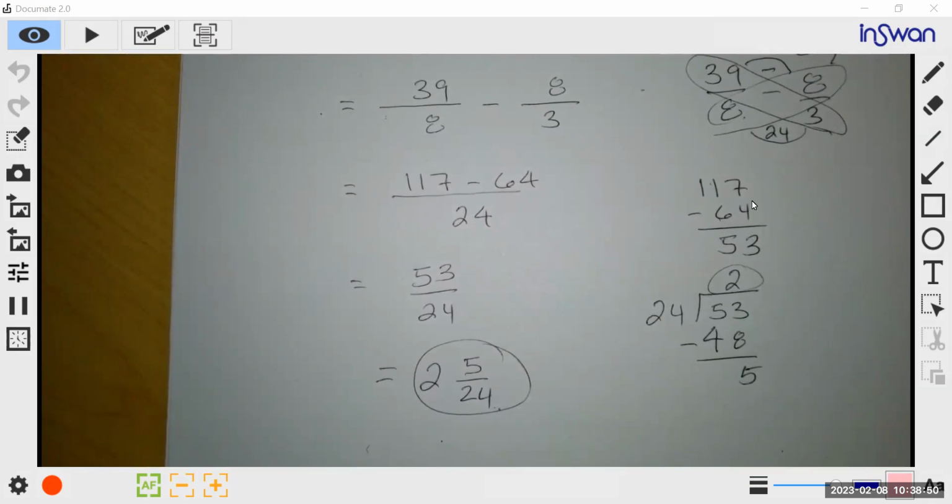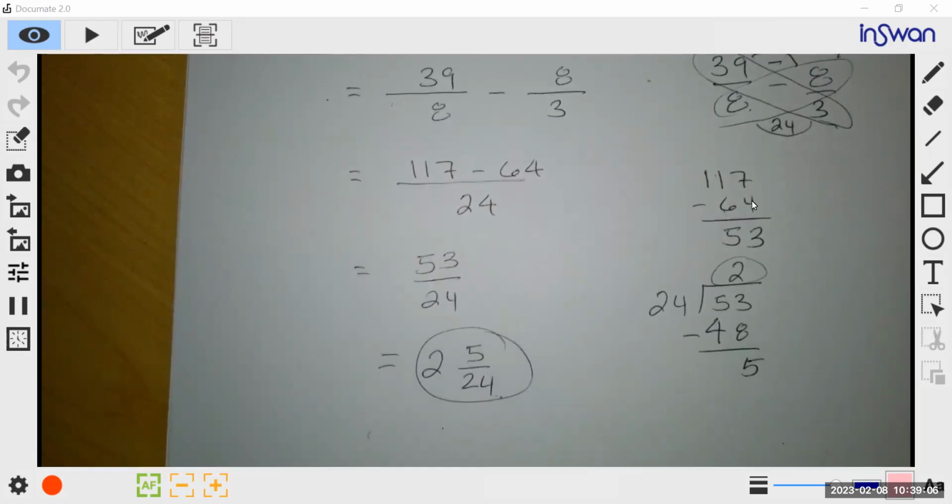So far, so good? Is everybody kind of okay with it? It just takes practice. We could do another if you want to. The hardest part of these is your multiplication tables. That's the hardest part.